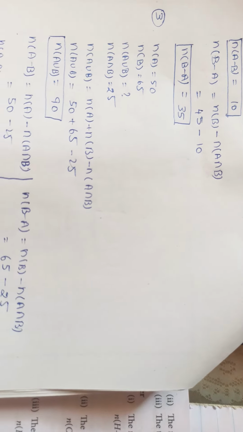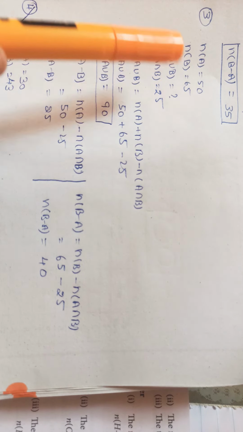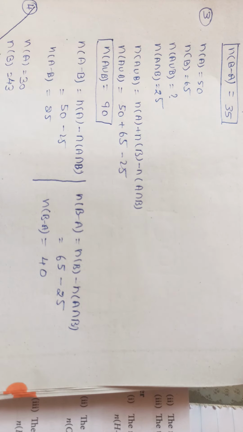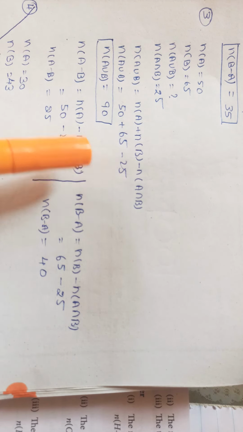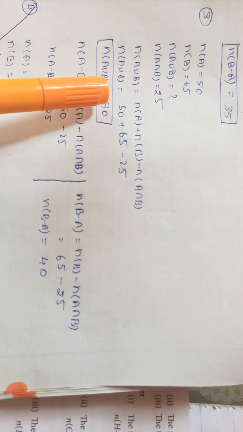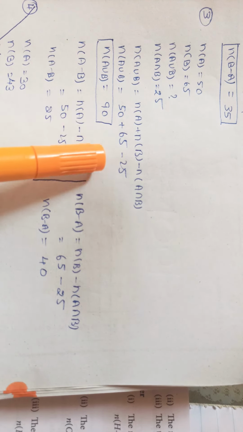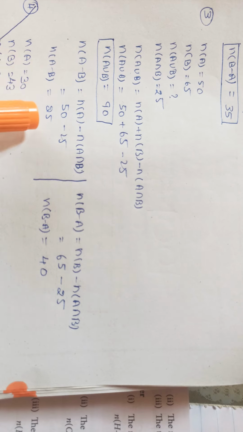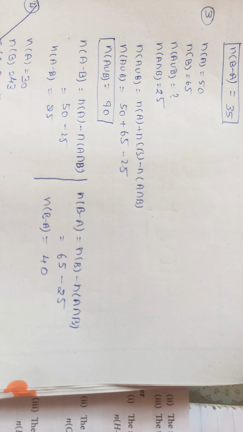Those two are quite simple to find, but we need to follow this formula. n(A) is 50, n(B) is 65, n(A ∪ B) is not given this time, but n(A ∩ B) is given this time. So we write this formula, substitute here, and we get 90. Adding these, 115 minus 25 becomes 90. Then it is quite easy to find the value of A − B. n(A − B) = n(A) − n(A ∩ B), we subtract them. n(B − A), we subtract them.